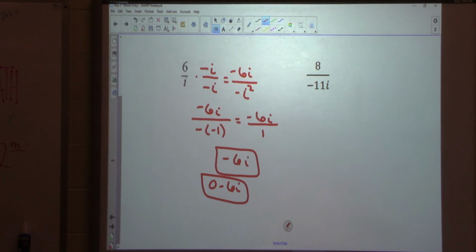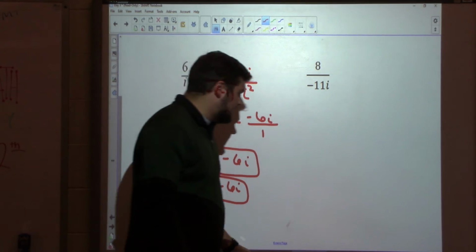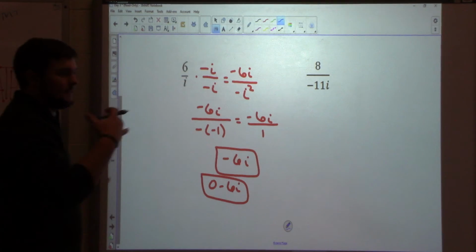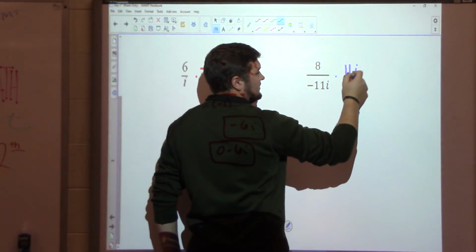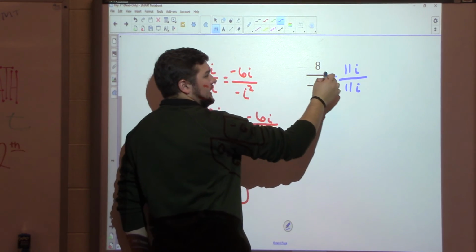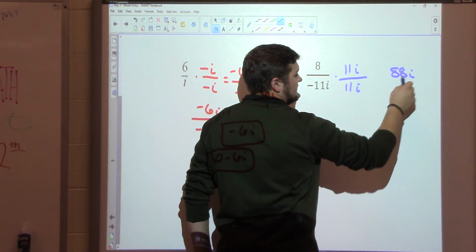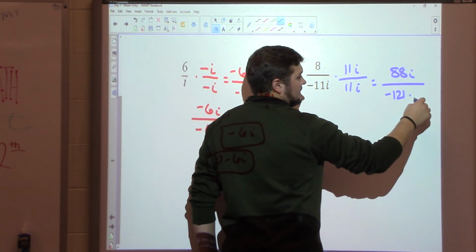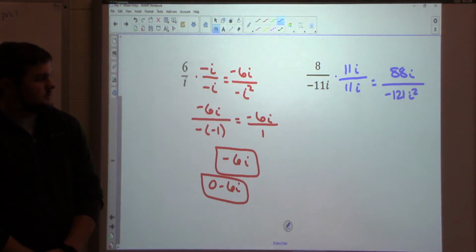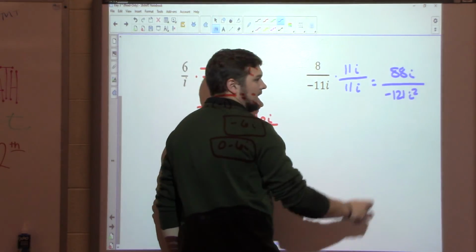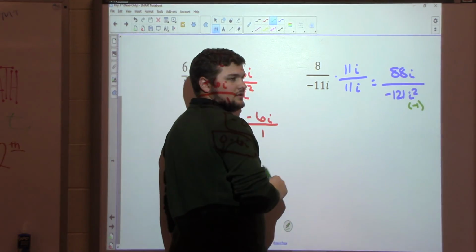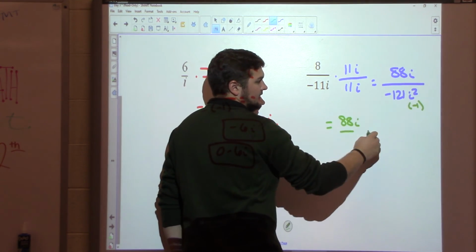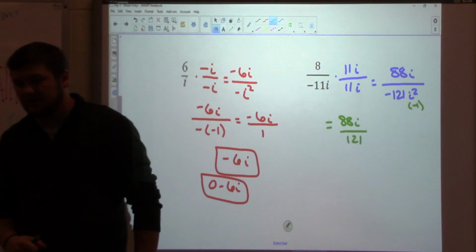Anything? Okay, one more. 8 over negative 11i. My denominator is negative 11i. I need to multiply by its conjugate, which would be positive 11i. 8 times 11i will give me 88i over negative 11i times 11i, negative 121i squared. Well, I squared turns into negative 1. Negative 121 times negative 1 gives me a positive, so 88i over positive 121.